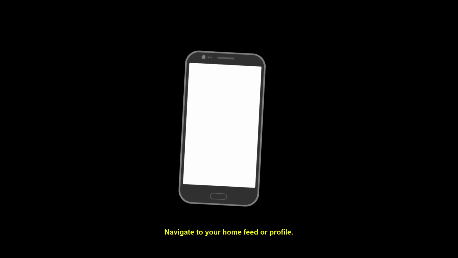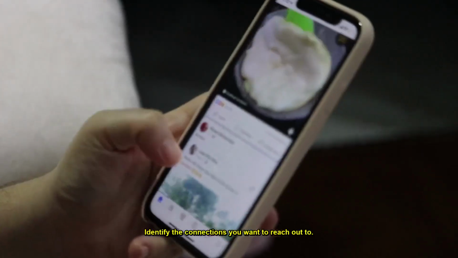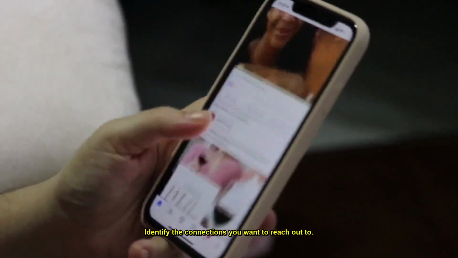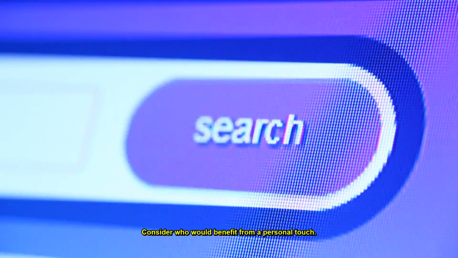Navigate to your home feed or profile. Identify the connections you want to reach out to. Consider who would benefit from a personal touch.